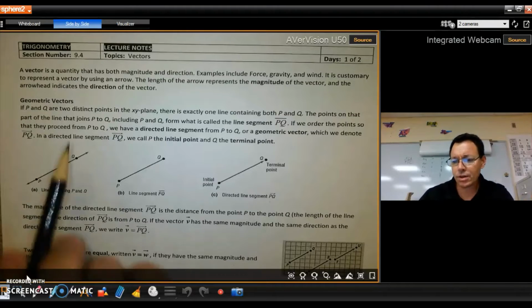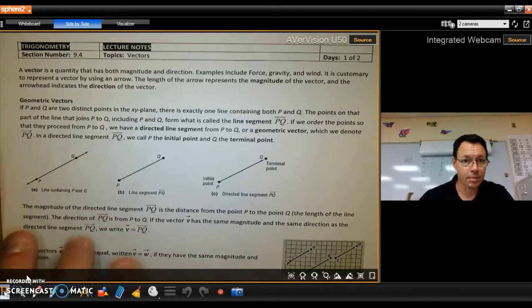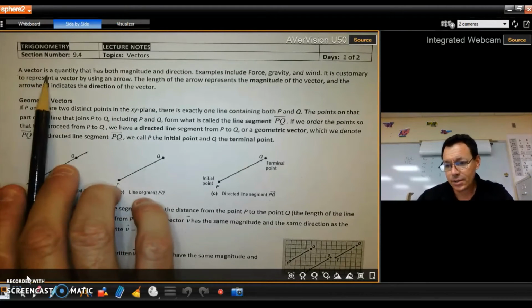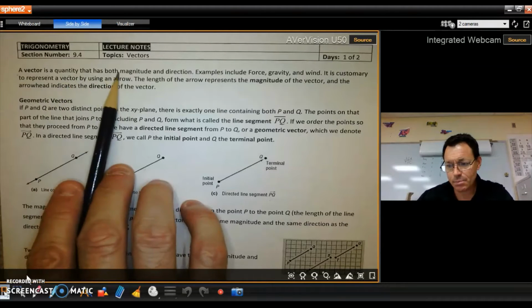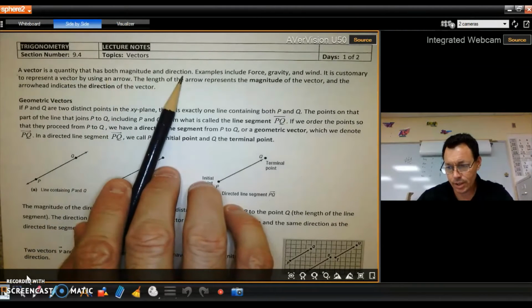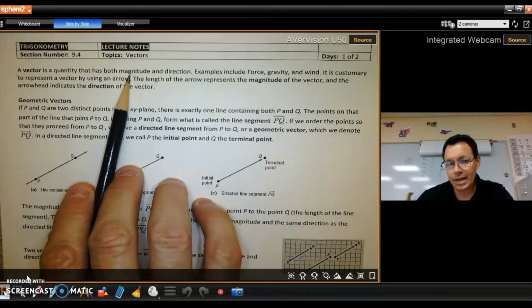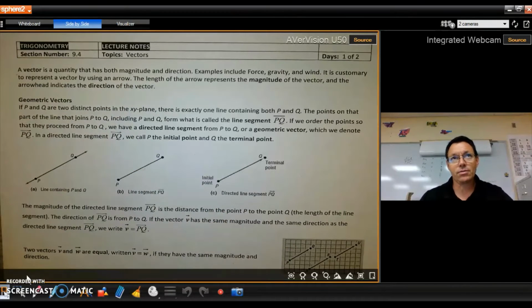Okay, so first off, there's a lot of reading, so I apologize. A vector is a quantity that has both magnitude and direction. Okay, so magnitude means there's a certain amount of strength to it. It could be very, very strong, it could be very weak. And then direction means, well, it's going in a certain direction.